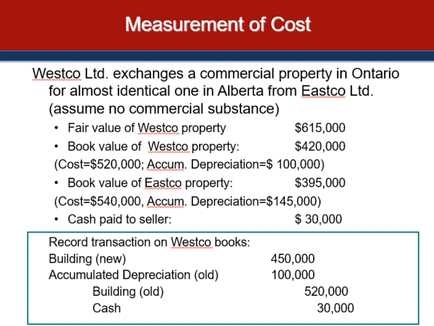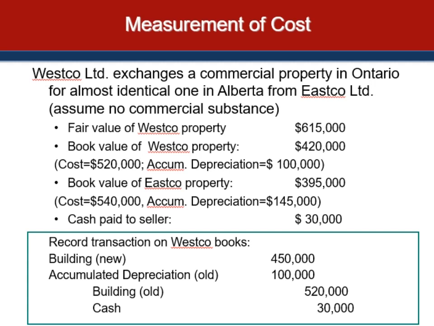Anyway, the fair value of West Coast property was $615,000. The book value is $420,000. Original cost $520,000, accumulated depreciation of $100,000. That's the one that has to go away, as we see below. The accumulated depreciation goes away, debit of $100,000, and the building original cost goes away, $520,000 credit. We also paid $30,000 of cash, so that's got to be in the deal.